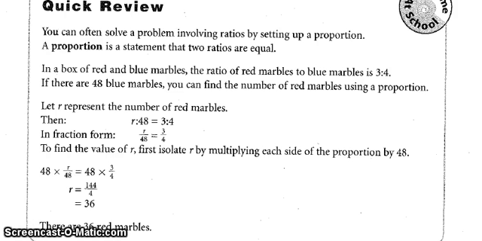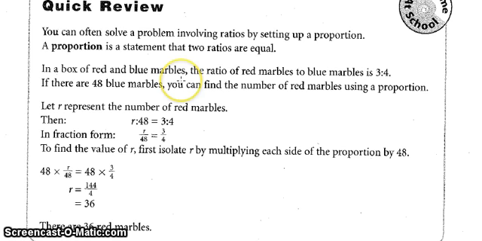So you can often solve a problem involving ratio by setting up a proportion. A proportion is just a statement that two ratios are equal. There's a couple ways you can go about working with proportions. The first is explained in the book here, and then I'm going to cover a way that I like to do it that I find a little bit easier and a little more straightforward.